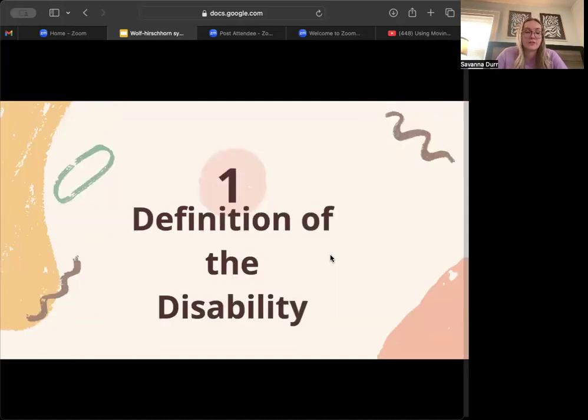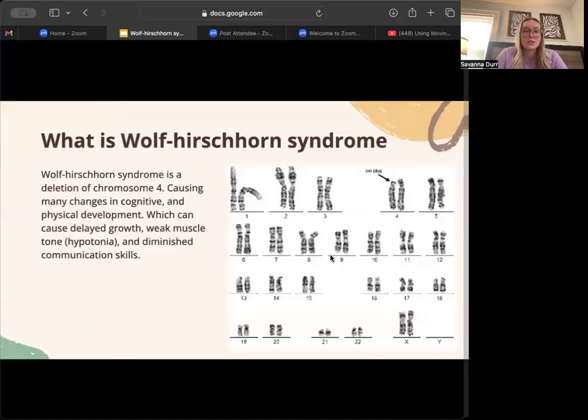So, the definition of the disability. What is Wolf-Hirschhorn syndrome? A lot of people have asked. I honestly didn't know much about it when I first researched it, so it was really cool to learn all the different facts about it.